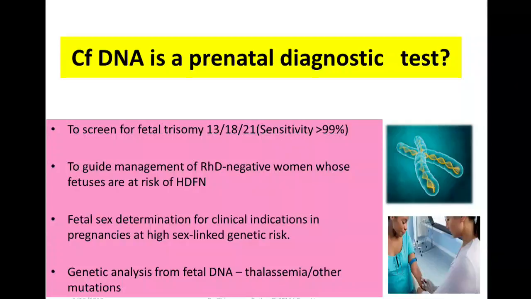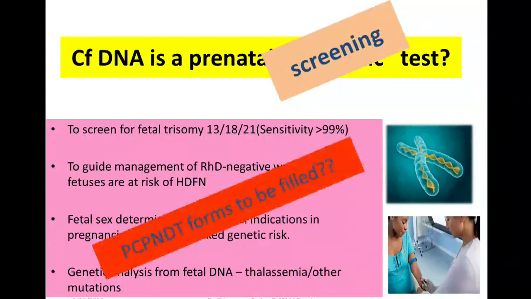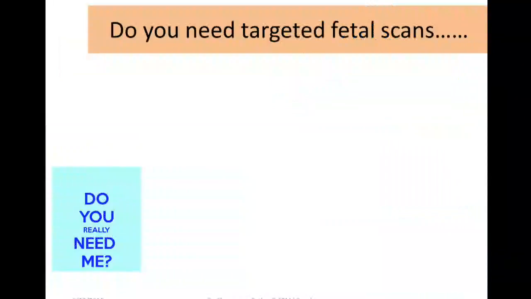And it can be used for fetal sex determination where clinical indications exist in pregnancies that have a high sex-linked genetic risk. The option of doing genetic analysis from the cell-free fetal DNA for thalassemia and other mutations is still under research settings because we don't have it validated for general commercial use. So, it is a screening test, and because of the potential of being able to detect the prenatal fetal sex, PCPNDT forms have to be filled.